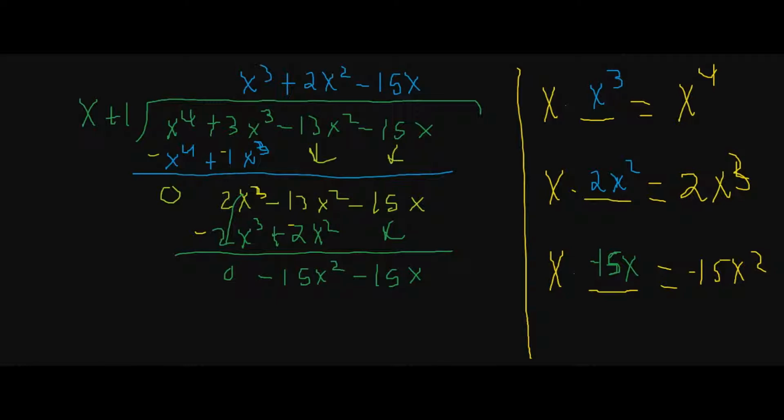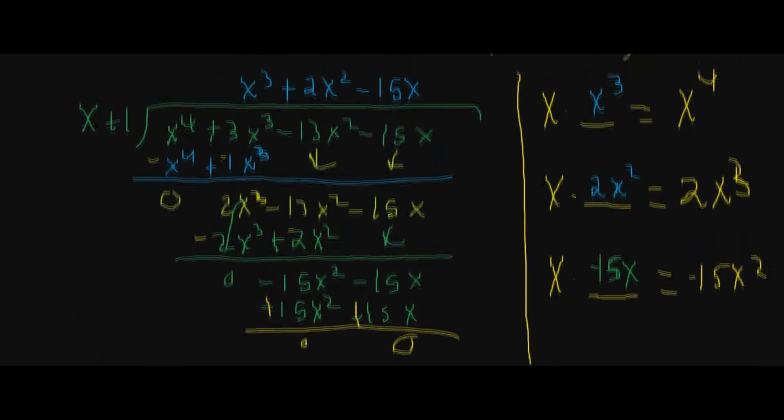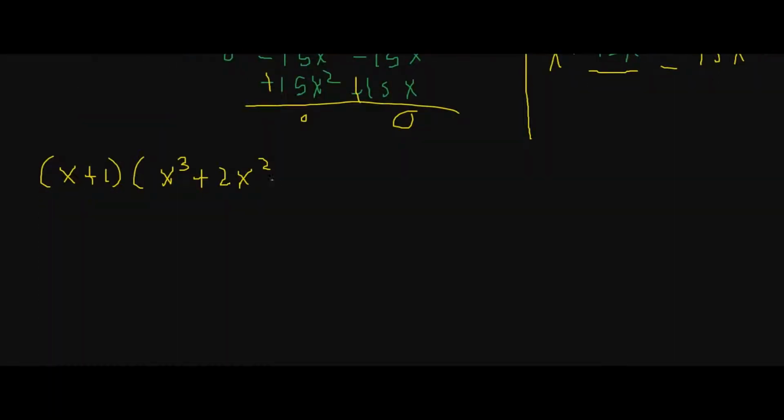All right. And now we just do what we've always done, right? Well, what's x times negative 15x squared? So we're going to get negative 15x squared. And then what's 1 times negative 15x? Well, that's going to give me negative 15x. We flip the signs on these, and you'll see that we're just going to get a remainder of 0, which is great. So now let's go ahead and write down below here. Okay, we got x plus 1 times x to the third plus 2x squared minus 15x.